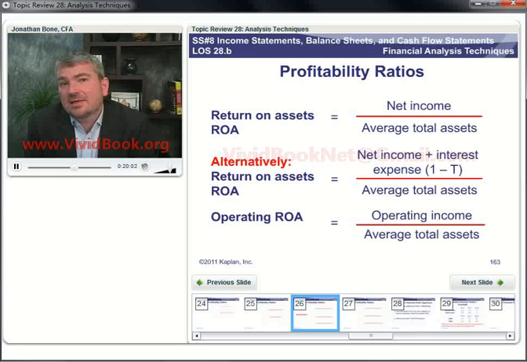If the examiner just says calculate return on assets, I would always compute net income over average total assets. Operating return on assets is just operating income over average total assets. Remember, we'll use EBIT typically as a proxy for our operating income.